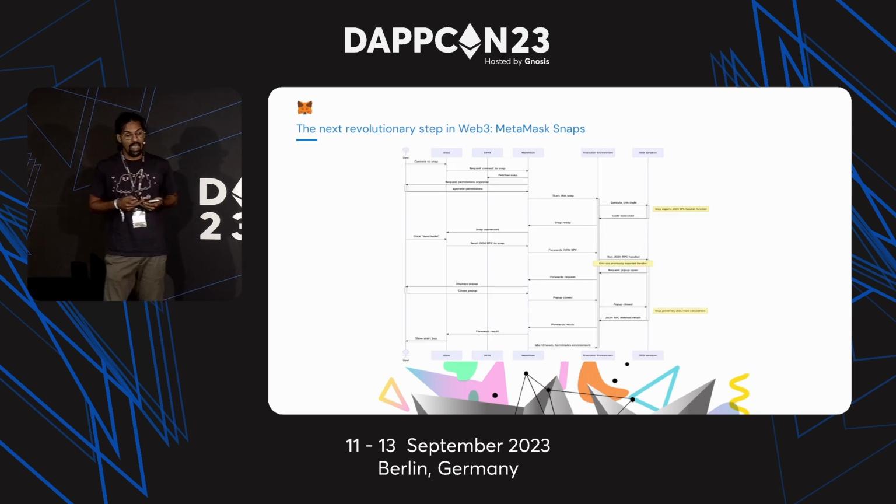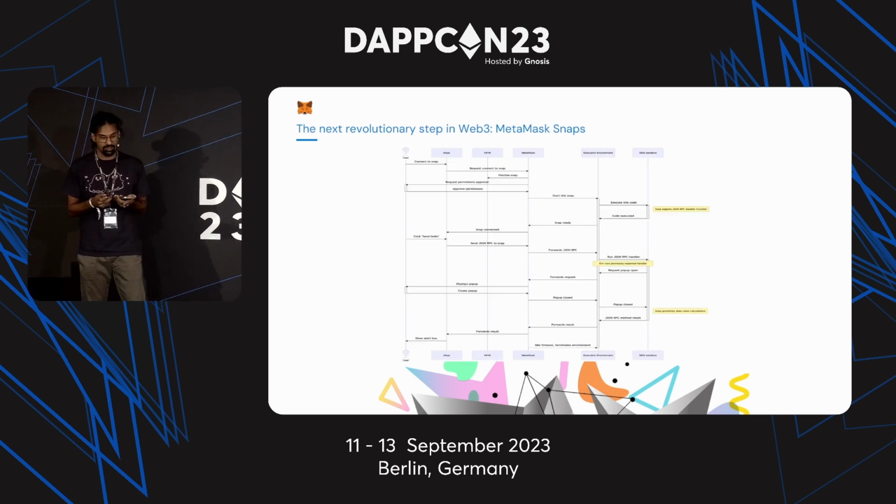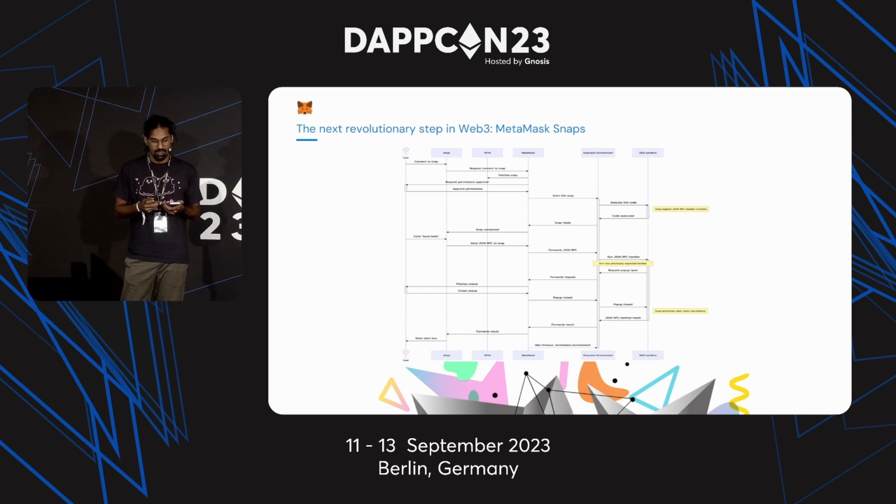So this is our architecture currently with Snaps. It's a bit small, but you can see we have the snap, we have npm, we have MetaMask, we have our execution environment, and all of these work in tandem to be able to execute the snap code and get back the results to the extension itself.